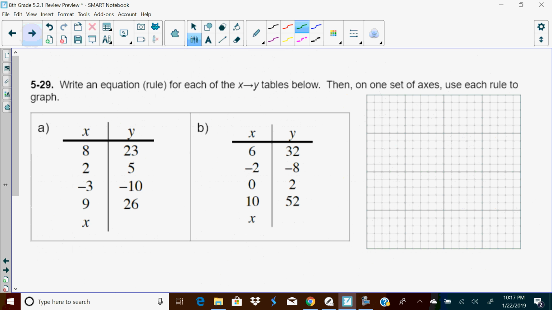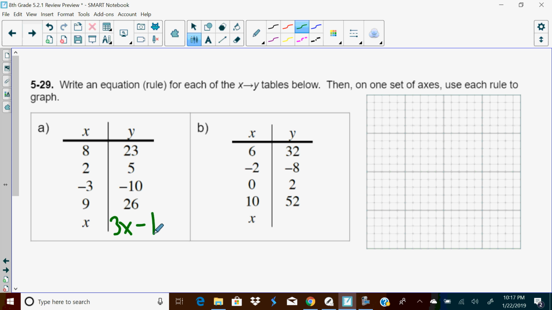Problem 529, write an equation for the rule. So I tried 8 times 2 first, that's 16. That doesn't get me to 23 quickly because 2 times 2 is 4. But if you go times 3, it's 24, which is minus 1, 6 minus 1. So the rule is 3x minus 1.